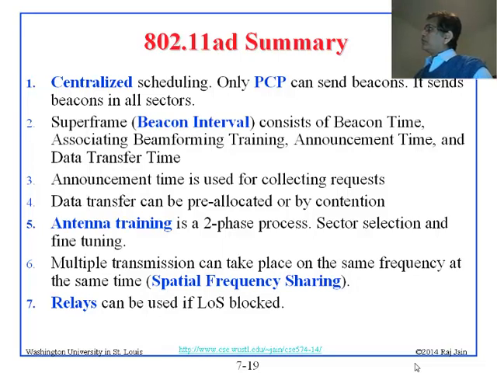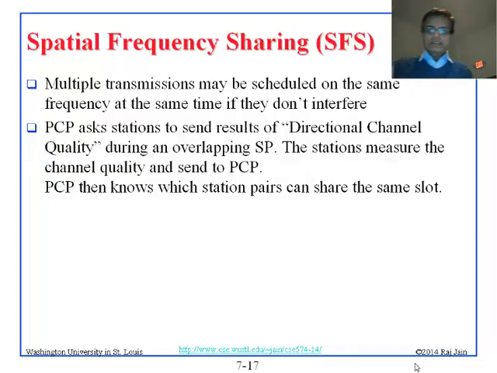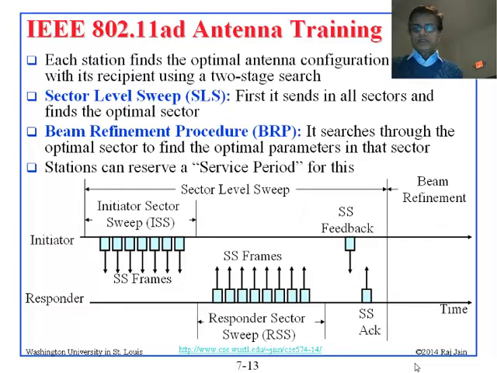Antenna training is a two-phase process. One is called sector selection, and the other is called, actually not fine tuning, it is called beam search, I think. Let's see. Beam refinement. So there are two parts. One is sector level sweep and second is beam refinement.